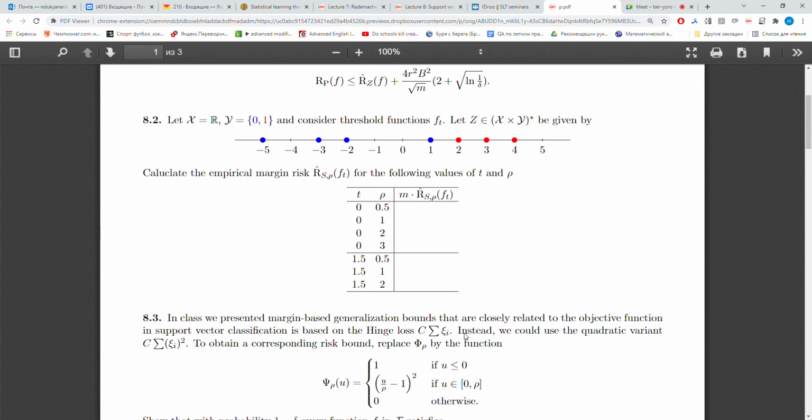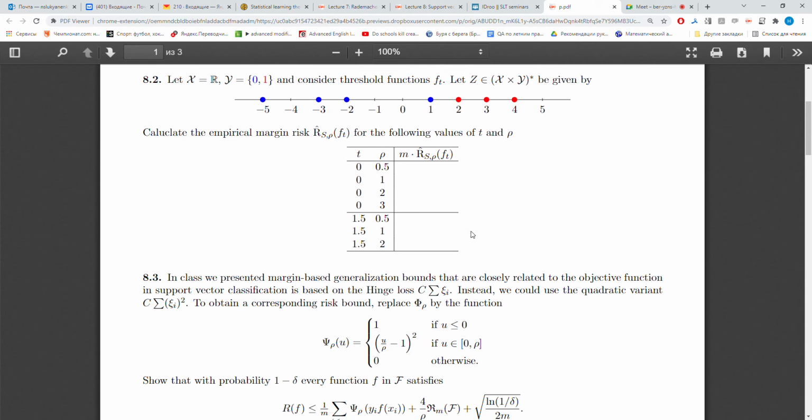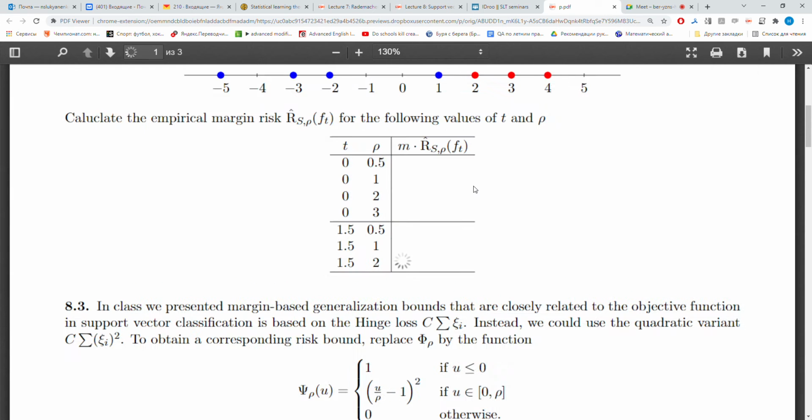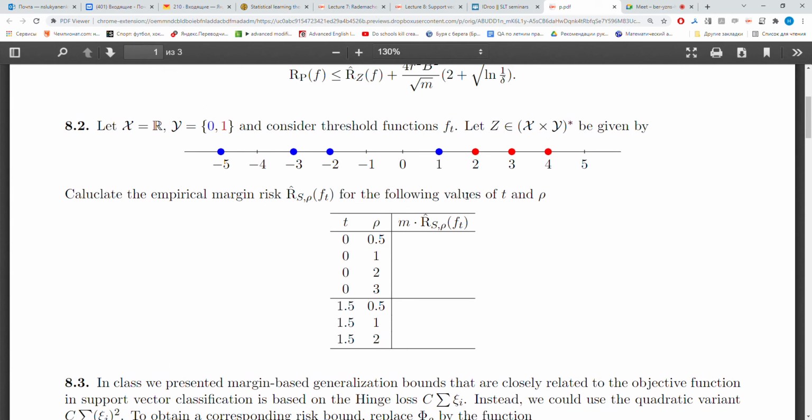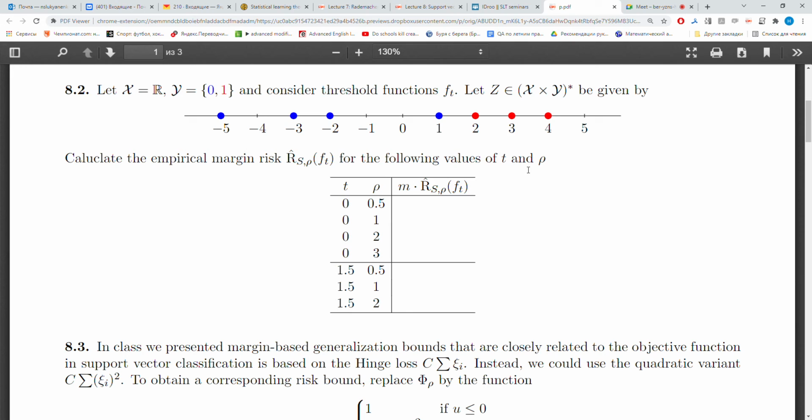Sure. Okay, yes, that's great. For example, we have some tasks that don't depend on a very deep understanding of the situation. For example, in one, we are asked to compute the empirical margin risk for some concrete values of parameters.